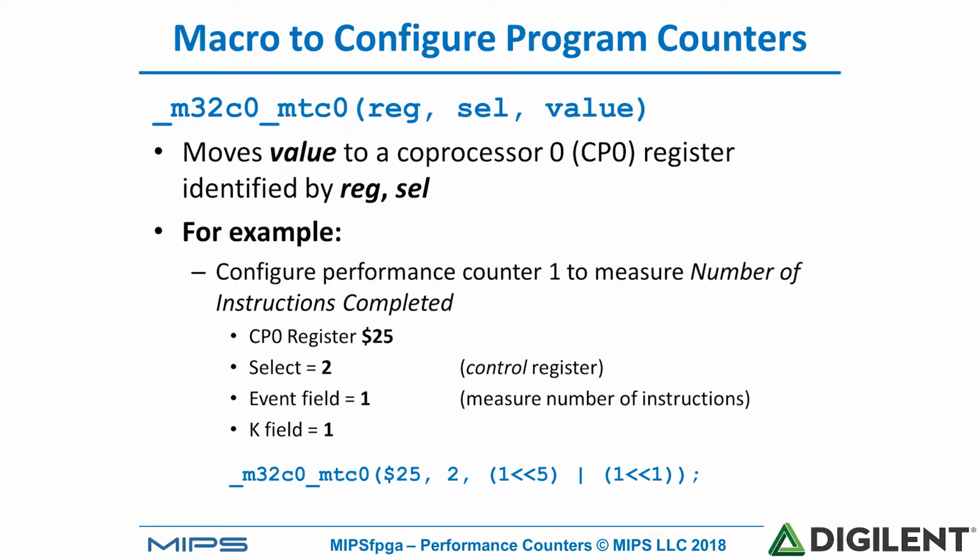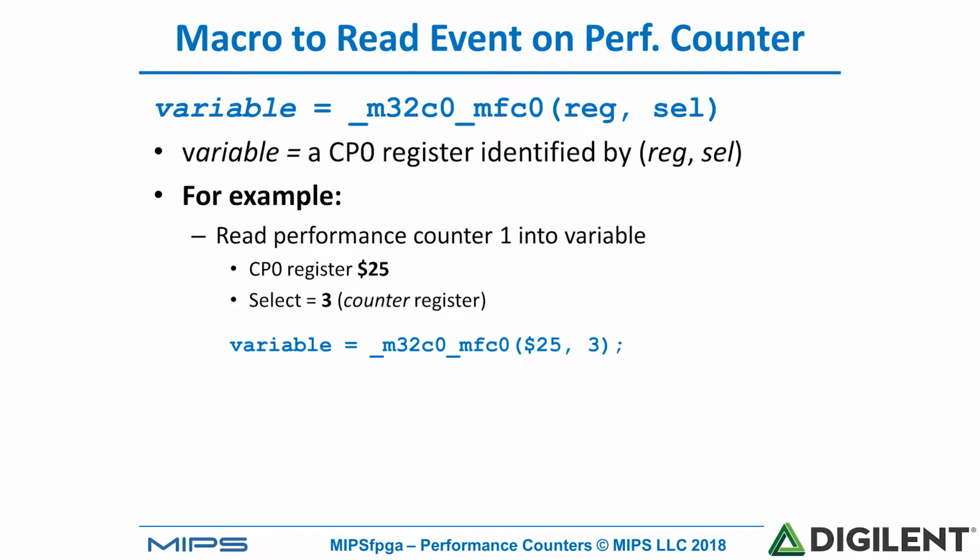We use a macro to configure the performance counters. So the macro shown here moves a value to a coprocessor 0 register identified by reg, select. So for example, to configure performance counter 1 to measure the number of instructions completed, we'll set CP0 register to register 25, select equal to 2, event field is 1 and K field is 1, as shown below.